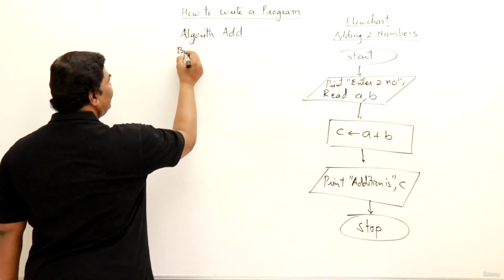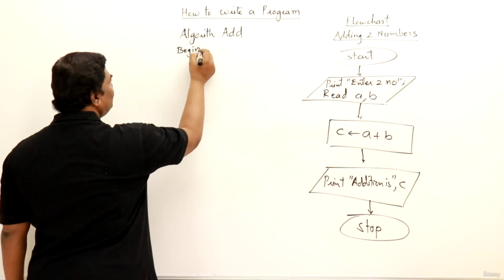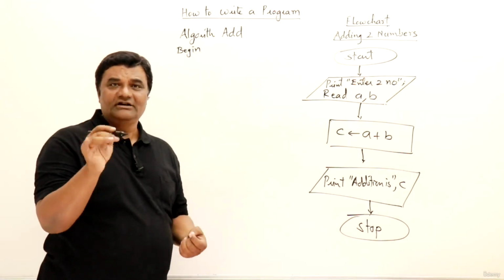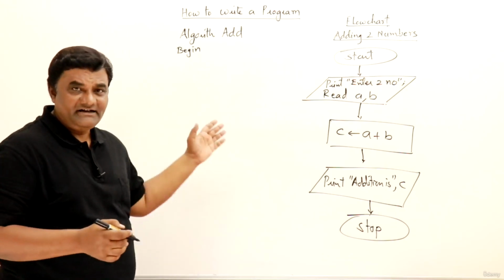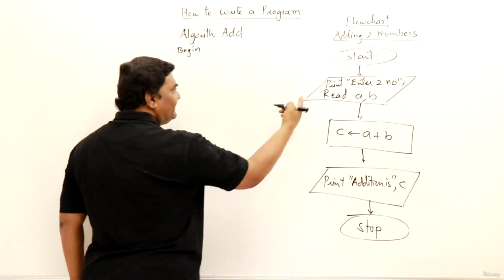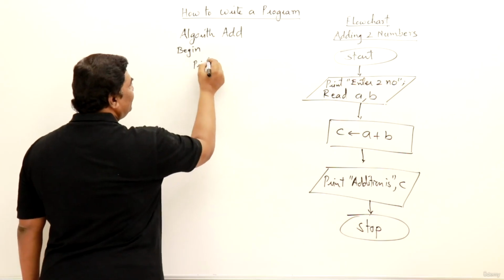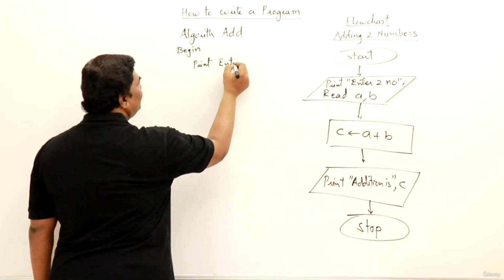Now here I will say begin, the algorithm begin. See, already I have explained you that you can write begin or you can write the curly bracket. That is your choice. So I am writing begin here. Now what is the first thing it has to do? It should print and say enter two numbers. So print enter two numbers.